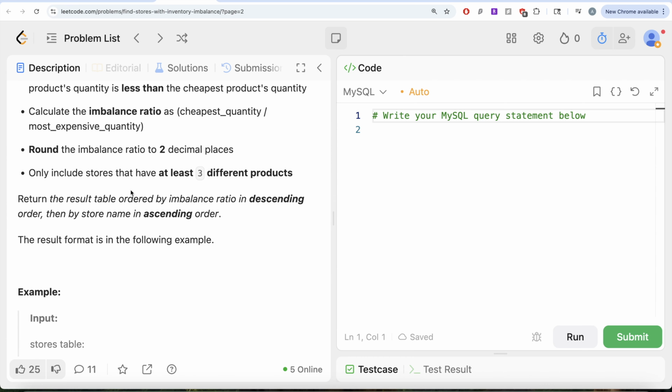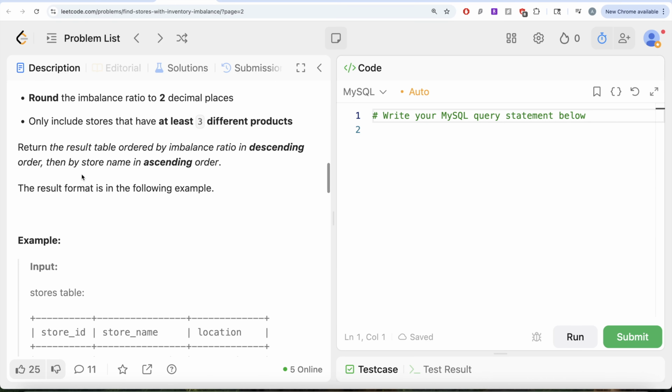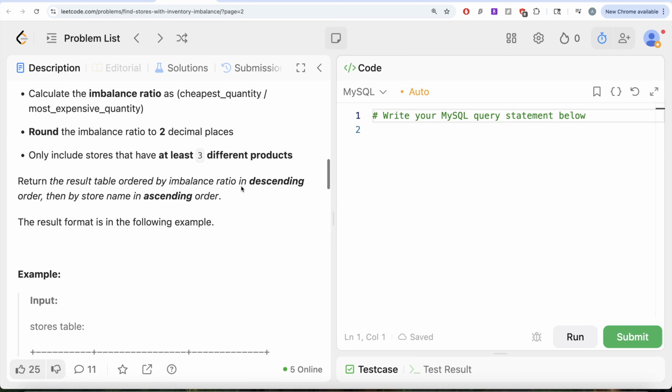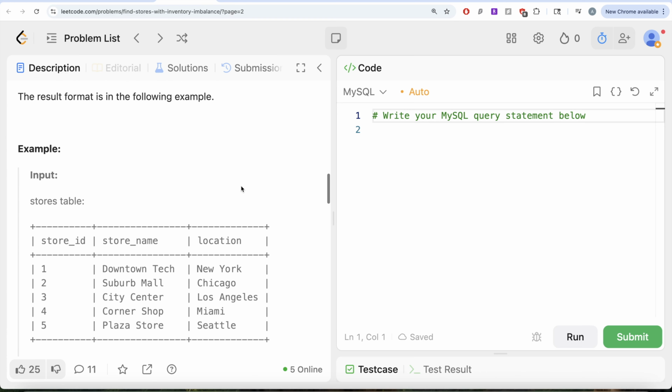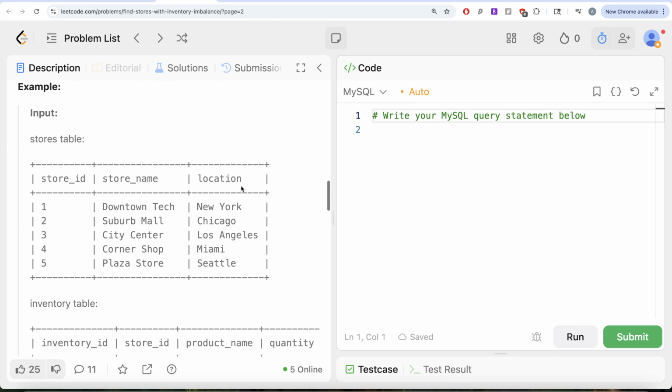And we need to only consider those stores that have at least three different products. And then finally, return the result table ordered by imbalance ratio in descending order and then by store name in ascending order. So yeah, it looks like a lot of information, but let's go through this example. I think that will make this more clear.